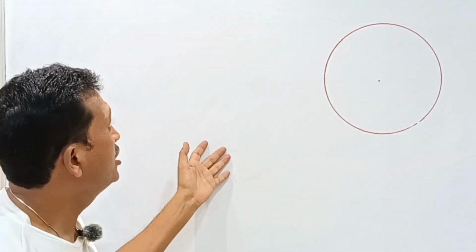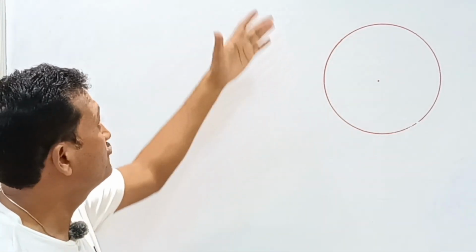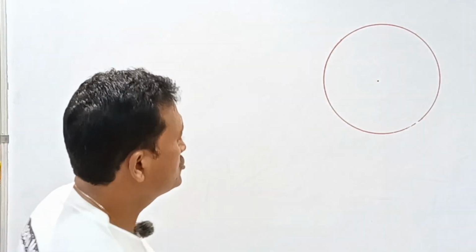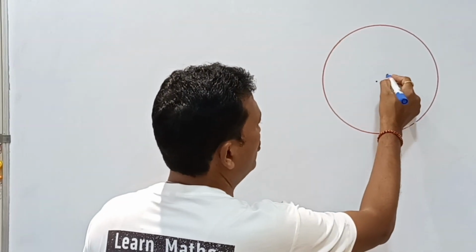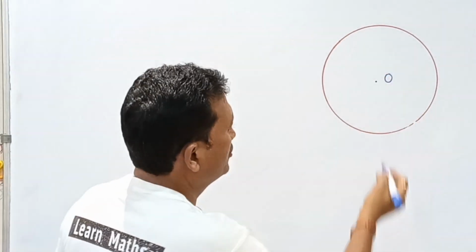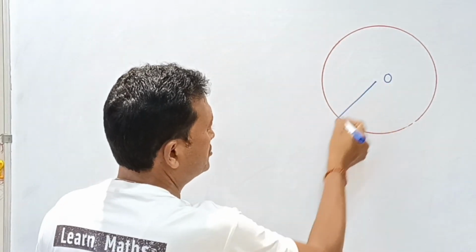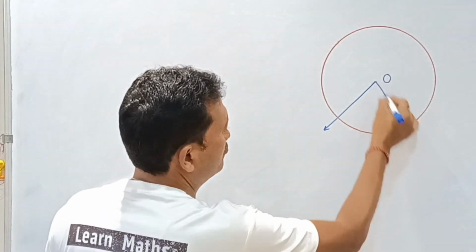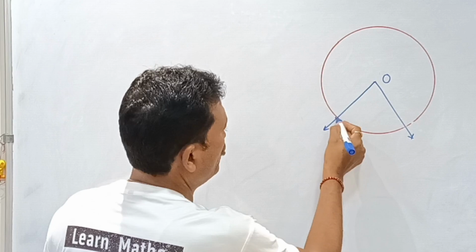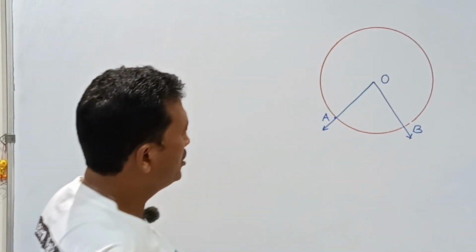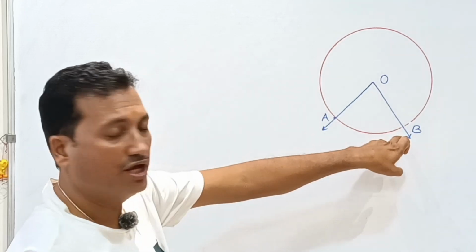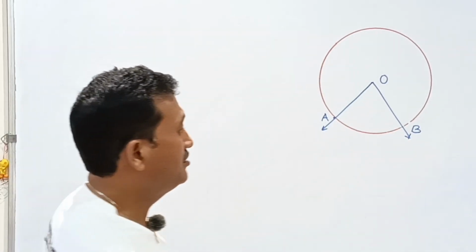Today we will learn one important property of circle. Suppose here we have a center O. Now here we have an angle at center O. So this point is A and this point is B. So here angle AOB is called as central angle.